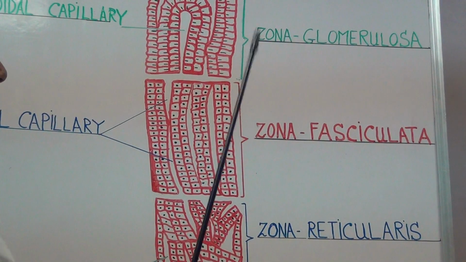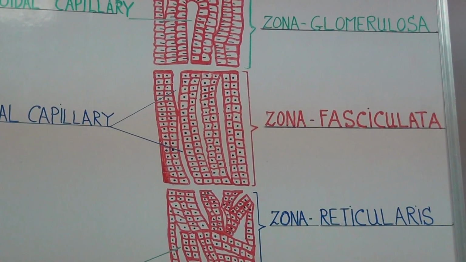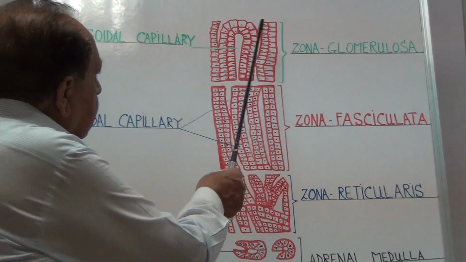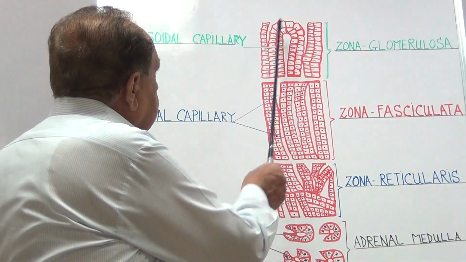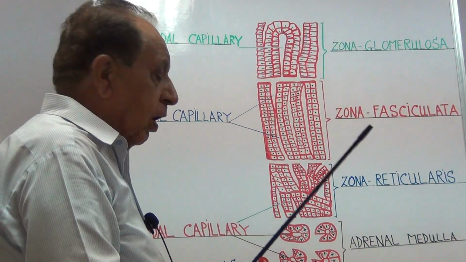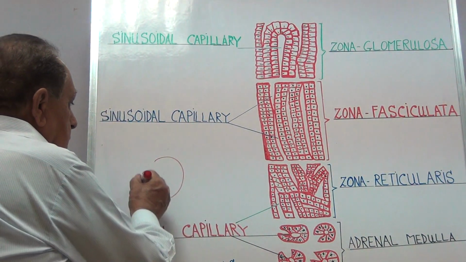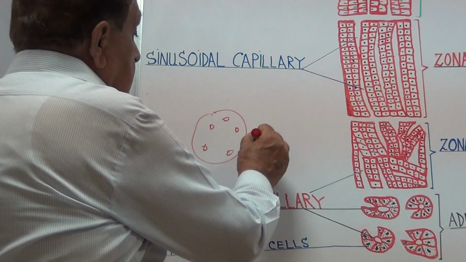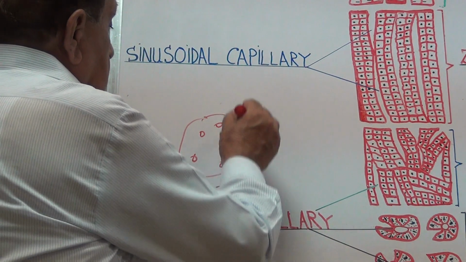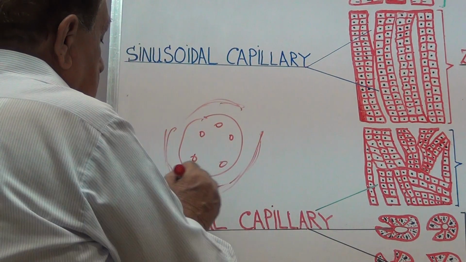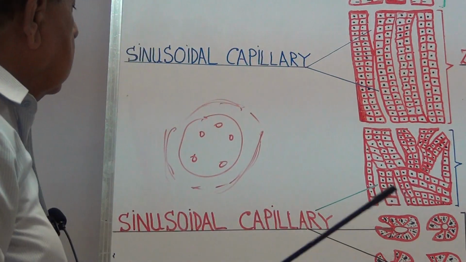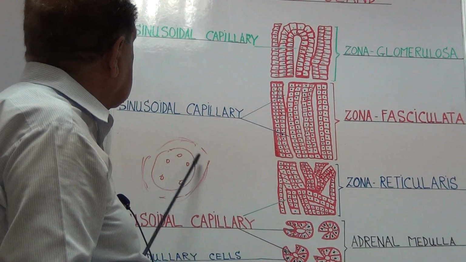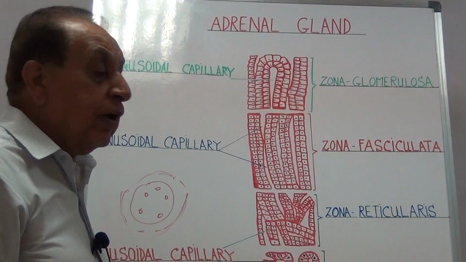Now, first of all, the zona glomerulosa. This layer contains cells. These cells are arranged in the form of cords or clumps or in the form of circles, having the nuclei in the center, and these cords or clumps have abundant capillaries around them. These capillaries are the sinusoidal capillaries.